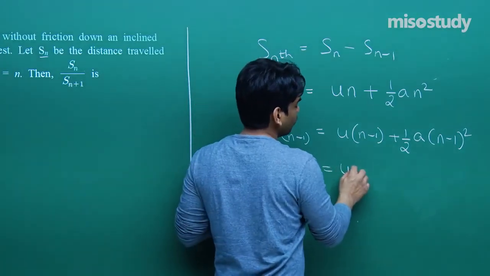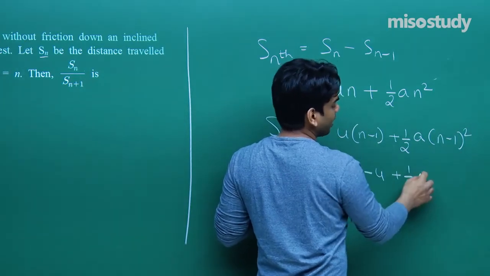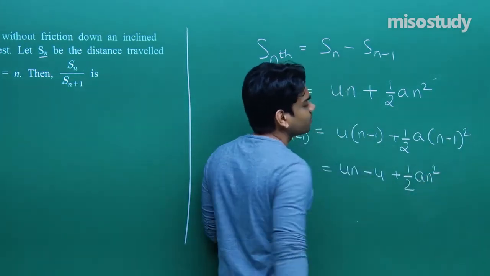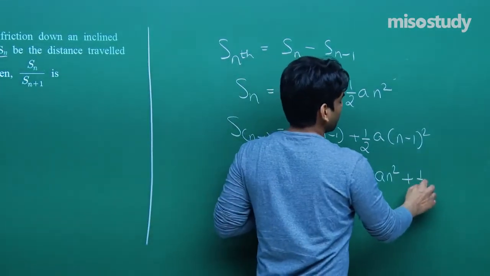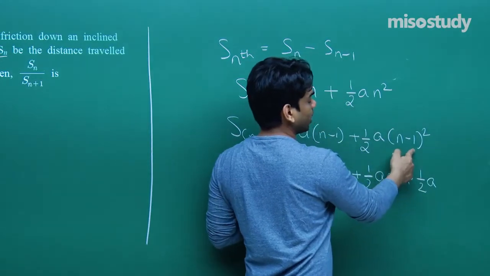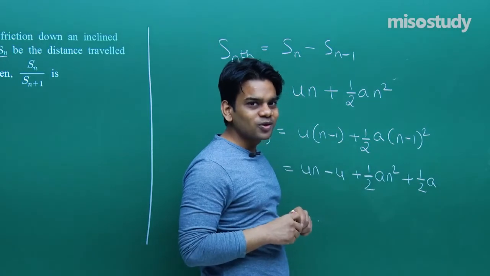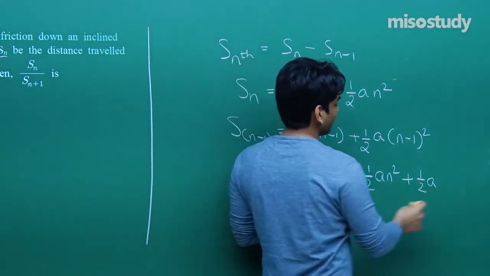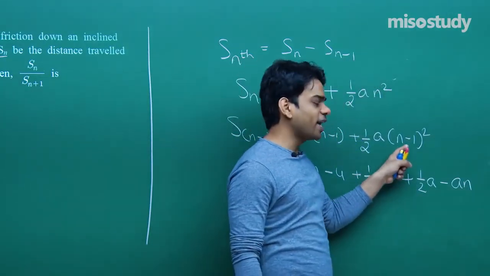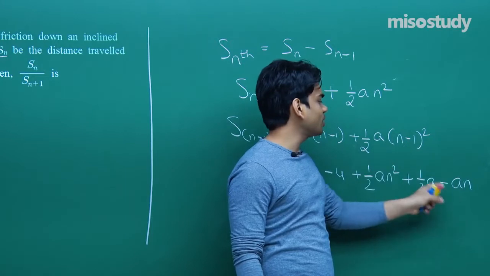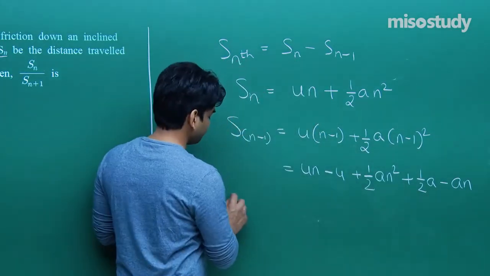This will come out to be un minus u, and from here plus half, open this bracket, you will be having plus half an square, plus half a, then minus 2n into a by 2. The 2 by 2 will be cancelled out, you will be left with minus an. This is what you will be left with, because minus 2n, 2 will be cancelled out, n into a, so minus an I have written down.